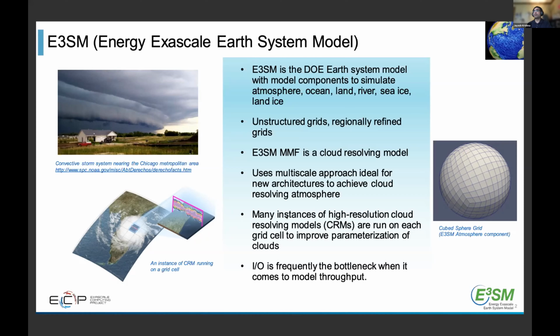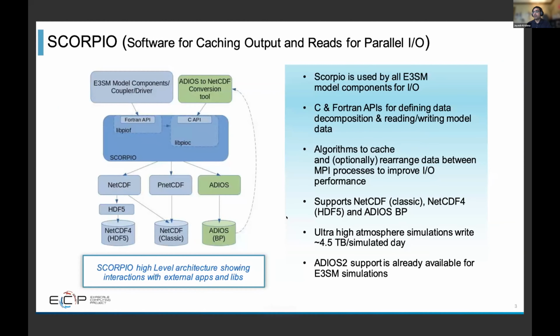And this allows us to get an improved parameterization of the clouds, and also allows us to use the newer architectures much more effectively. And this parameterization of clouds has been historically a source of uncertainty in climate models. We find that typically at these high resolutions that we need to run to simulate phenomena like convective storms, I/O is frequently the bottleneck.